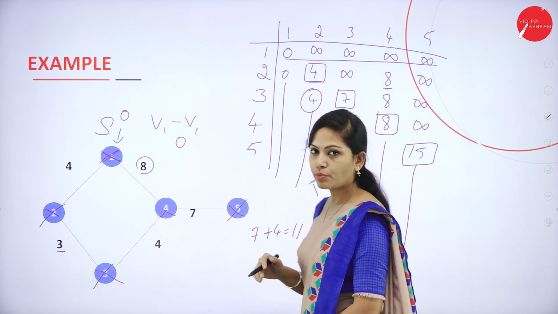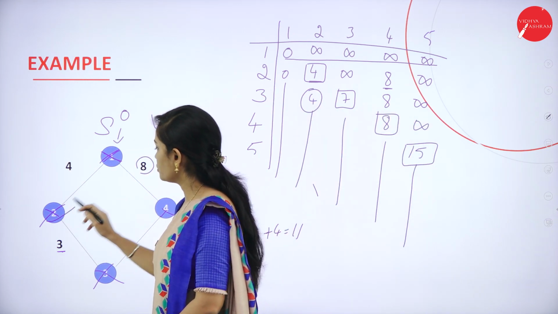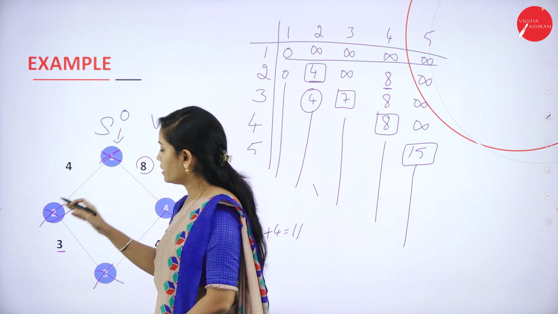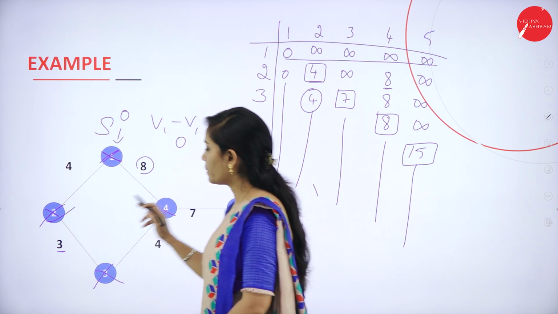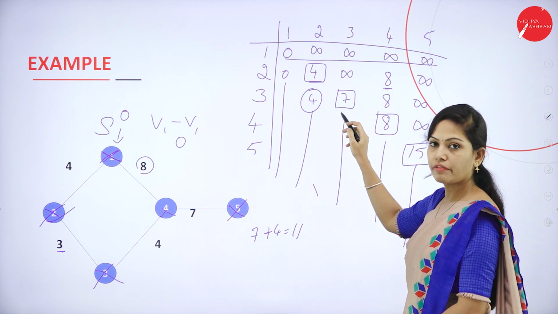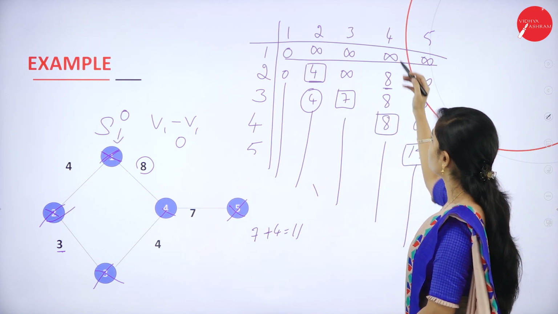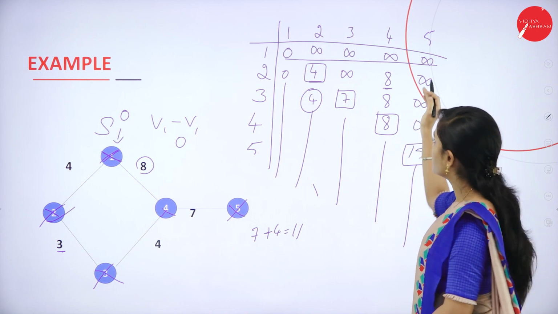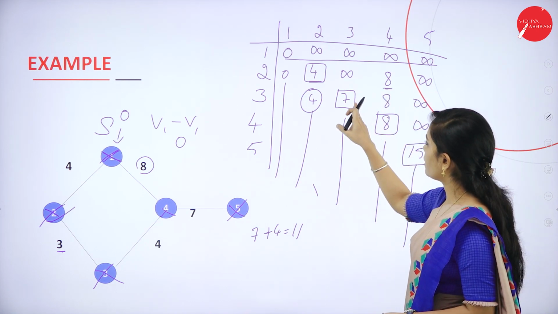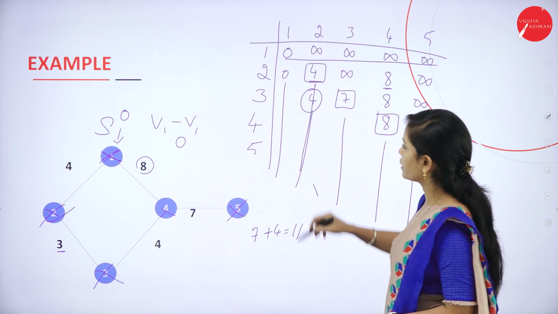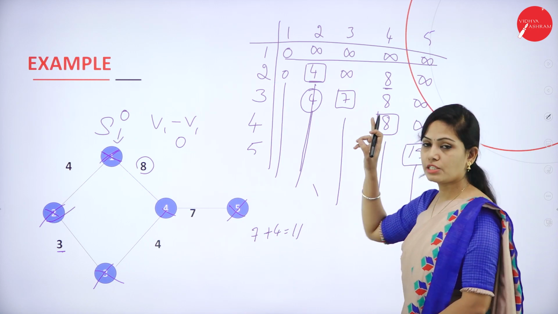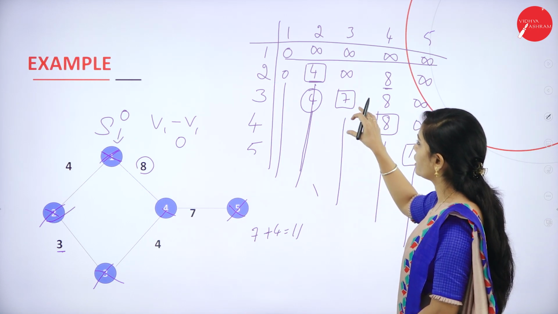So 4 is my least value, and 2 is connected to 1 and 3. Vertex 1 we can't visit again because already I visited it, and 2 is connected to 3. So 4 plus 3 is equal to 7. In the next step, 2 is not connected to 4 or 5, so as it is, I have written the same value. Among these three values, the least value is 7. You just strike out this one because vertex 2 we have already visited. I have selected the least value, 7.